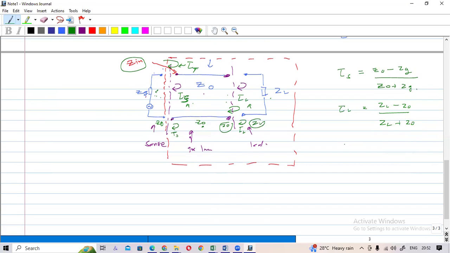Now you need to find the total reflection coefficient. How does it come? Total reflection coefficient means you have to consider all these circuits. That circuit's input impedance is Z in. Then how can you find this total?